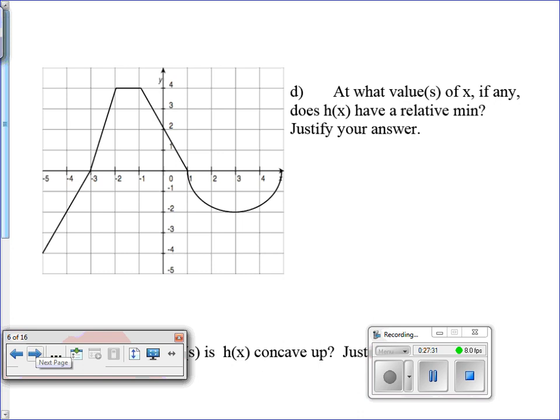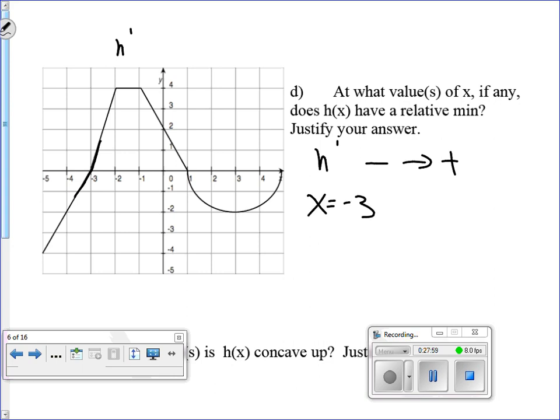Okay, D. We're looking at h prime. It says at what values of x does h have a relative min? A relative min occurs when the derivative, h prime, changes from negative to positive. So you're looking on the graph, where does the derivative change from negative to positive? And that's going to happen at negative 3. Right, so that's what you would say. It has a relative min at x equals negative 3 because h prime changes from negative to positive.